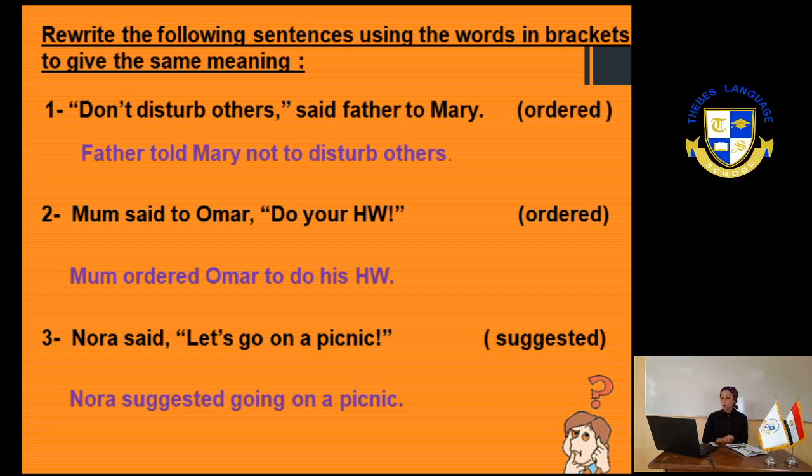Mom said to Omar, do your homework. So mom ordered Omar to do his homework, exactly. Nora said, let's go on a picnic. Suggested. So the right answer is going to be Nora suggested going. Please remember, after suggested we use verb ing. Nora suggested going on a picnic.